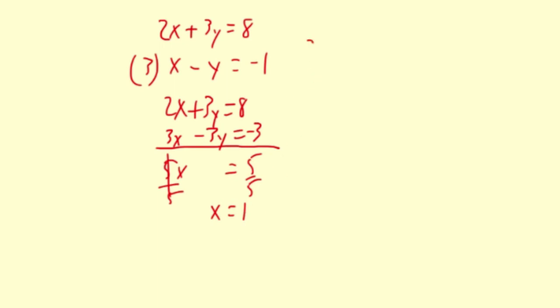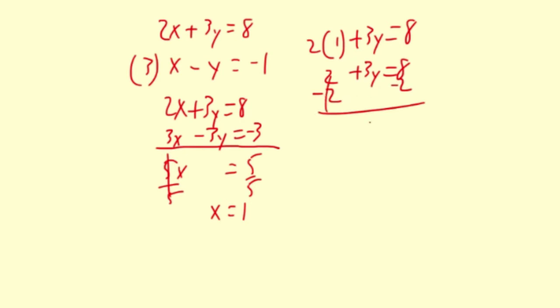So it's going to be 2 times 1 instead of 2 times x, plus 3y equals 8. 2 times 1 makes 2, plus 3y equals 8. Subtract 2 from both sides. I've got 3y equals 8 minus 2, which is 6. Divide by 3. So y equals 6 divided by 3, which is 2. So here's the coordinate (1, 2).